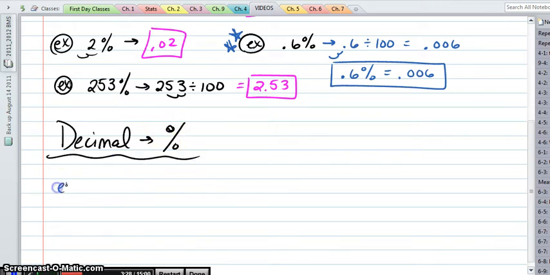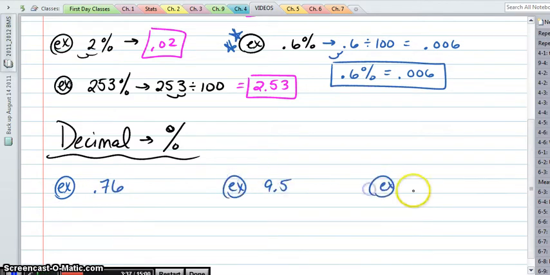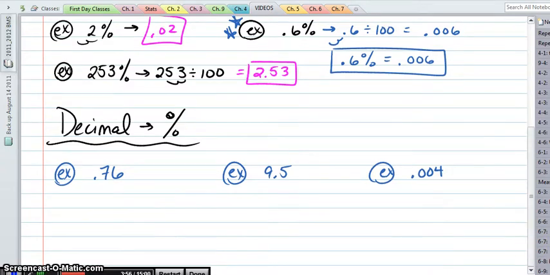Okay, so let's say I gave you 0.76, 9.5, and 0.004. Please convert these into percentages, and remember, do what I was just explaining. You need to multiply by 100 and add the percent sign. So I'll give you 10 seconds. Okay, that wasn't quite 10 seconds, but I'm pretty sure you would have gotten it by now.